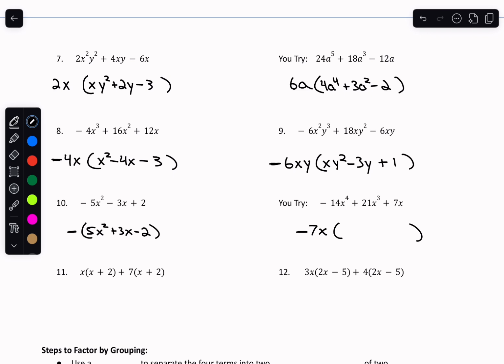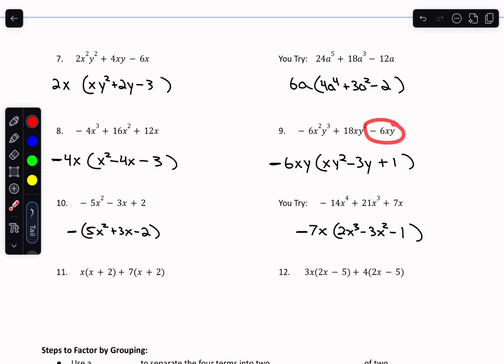When I divide negative 14x to the 4th by negative 7x, I get positive 2x cubed. Then I get negative 3x squared. And then 7x divided by negative 7x, the negative sign is going to stay in effect, but the 7x divided by 7x is 1, so I end up with just a negative 1 there. The 7's cancel and the x's cancel, but that negative sign did not cancel out with anything, so we're left with a negative 1. Notice the difference between that and problem number 9.